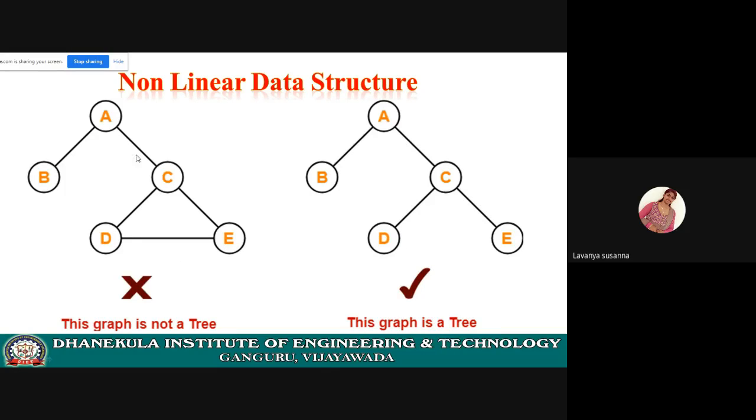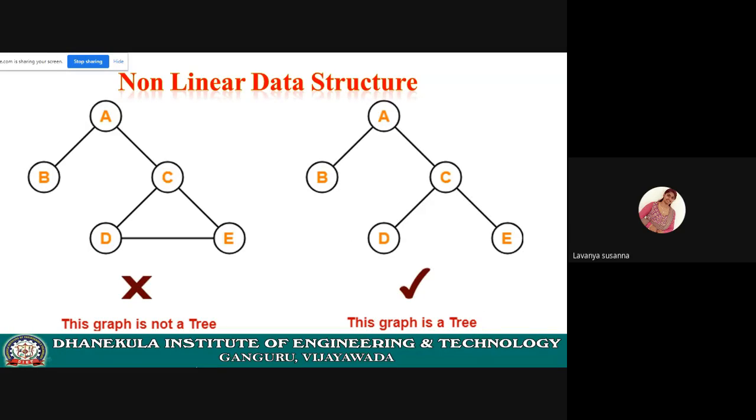Okay, see the left diagram. In graph, there is a cycle, right? C to E, E to D, and D to C. This is called a cycle. In trees, these cycles are not allowed. If there are no cycles, then this graph can be called a tree. This is a non-linear data structure.